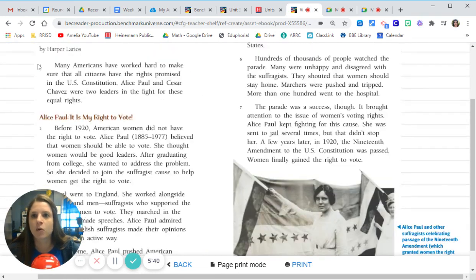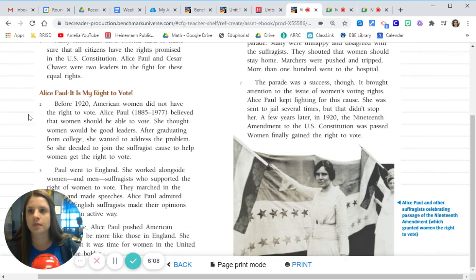Many Americans have worked hard to make sure that all citizens have the rights promised in the U.S. Constitution. Alice Paul and Cesar Chavez were two leaders in the fight for these equal rights. Okay, so the author has set us up with what this passage is going to be about. People working for the right to vote, and two people that worked really hard. They were leaders in that fight were Alice Paul and Cesar Chavez.